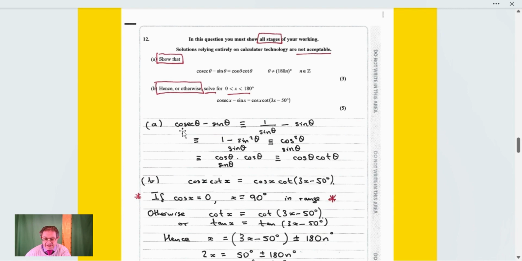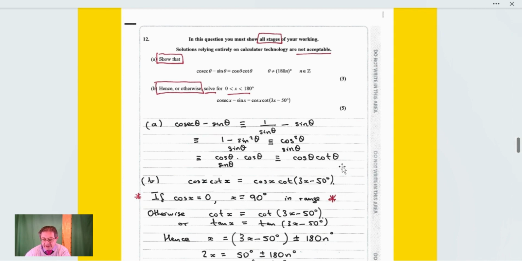So I've started on the left-hand side. Cosec theta, usually speaking, if we get a cot, a sec, or a cosec in these questions, we replace them with 1 over the more standard function. So 1 over sine theta take sine theta. Common denominator, 1 take sine squared theta over sine theta, and we know 1 take sine squared equals cos squared. Cos squared over sine is cos over sine times cos, which is cos theta times cot theta as required.